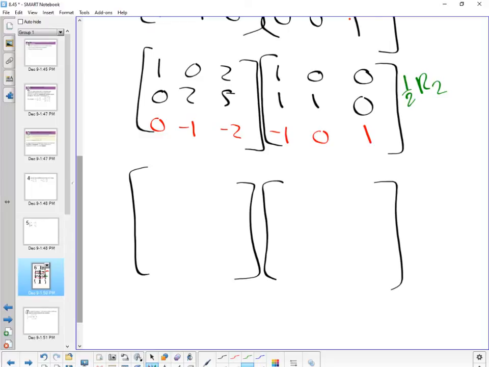Oh, that's not a bad idea. Not a bad idea at all. Take row 3 and add it to row 2. Or you can multiply row 3.